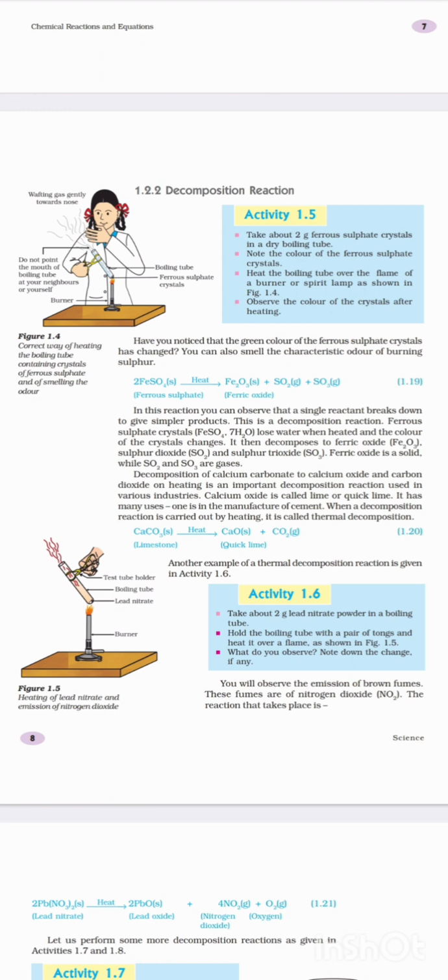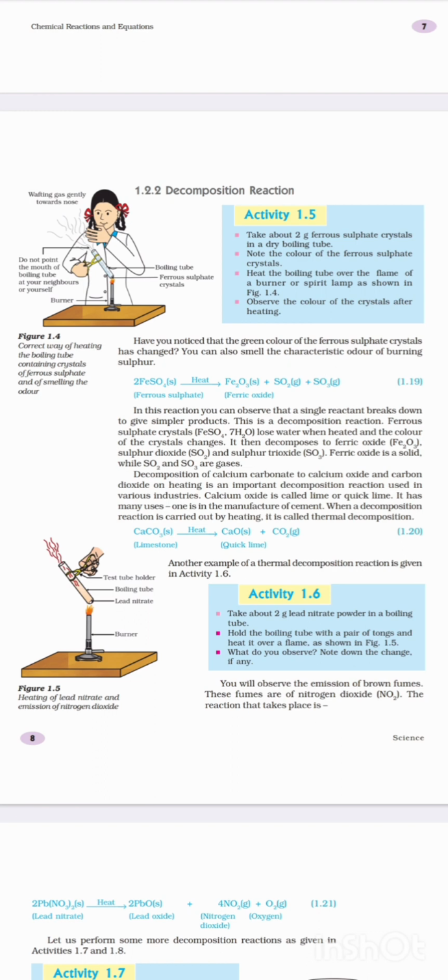One is heating in a spirit lamp or burner. Second is photochemically, that is, in the presence of sunlight. And third is electricity, where electric current is provided as a form of energy for the reaction to take place. Now see activity 1.6.